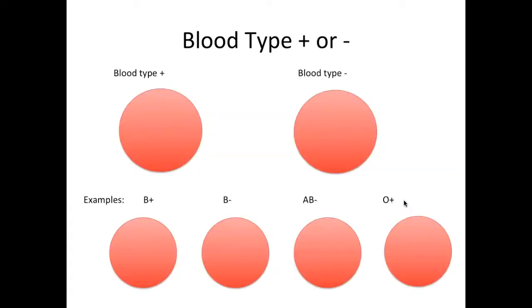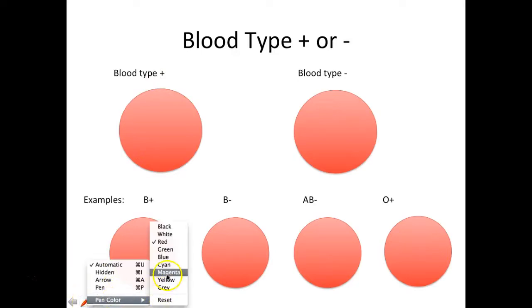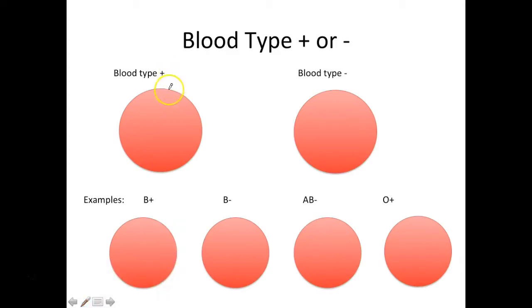Okay. Now that we got that down, I want to talk about this Rh factor. The Rh factor is represented by the positive or negative in our blood type. If we have a positive blood type, that means we have Rh antigens on our red blood cell. I'm going to represent that by these squares. So these are Rh antigens on our red blood cell, which means we have a positive blood type. If we have a negative blood type, that means we don't have any antigens on our red blood cell.